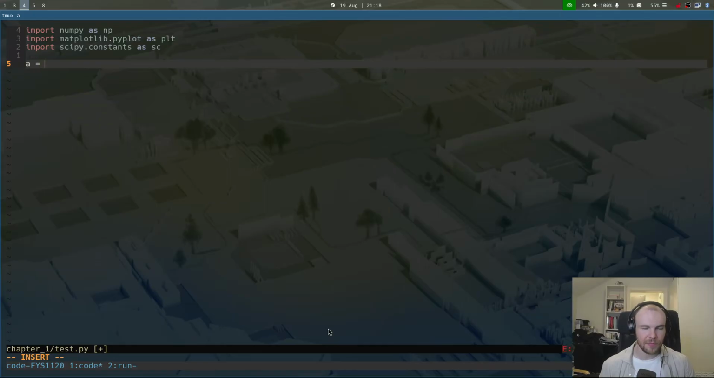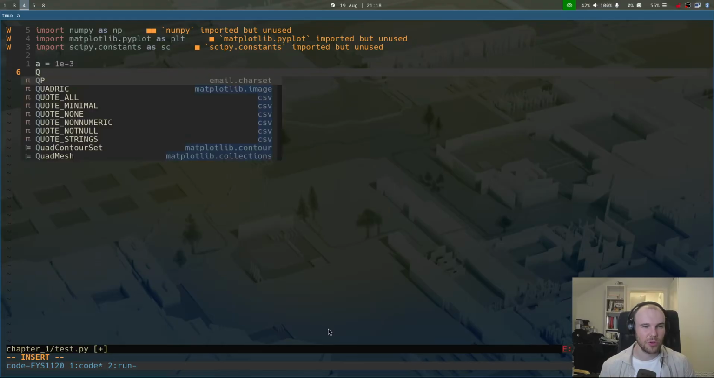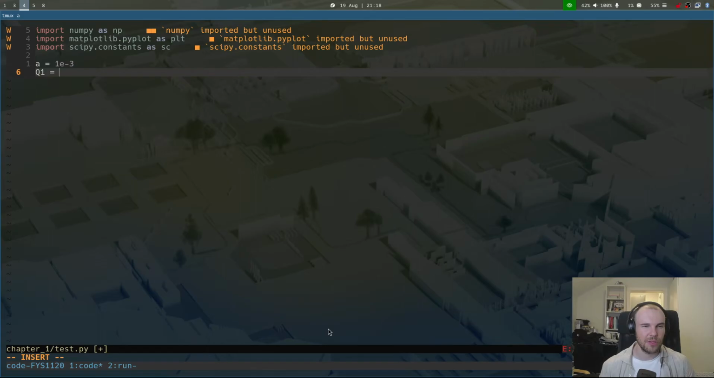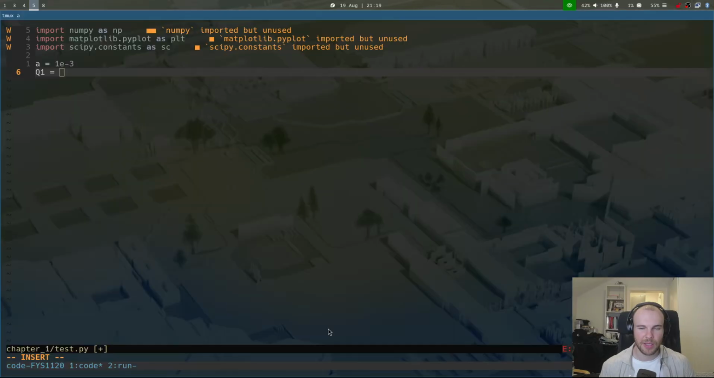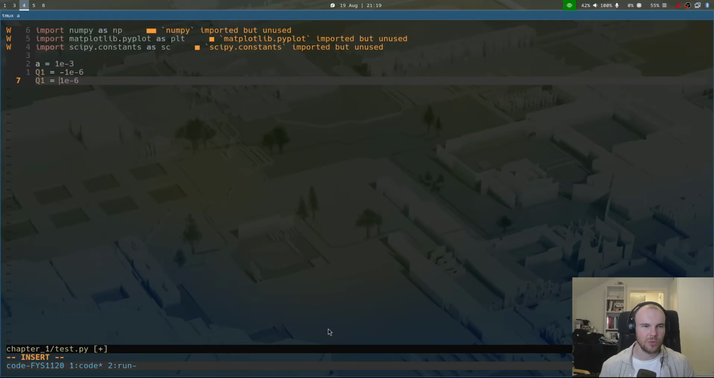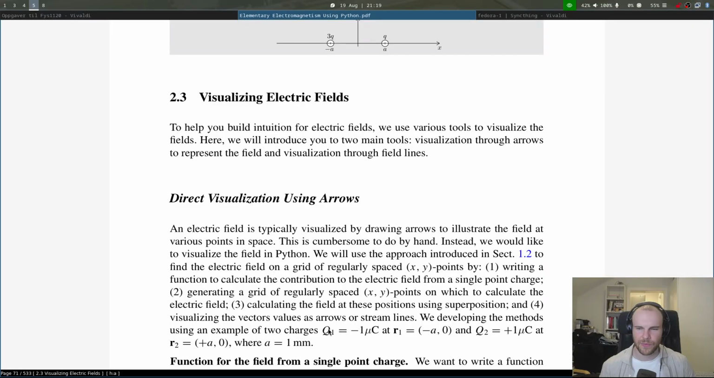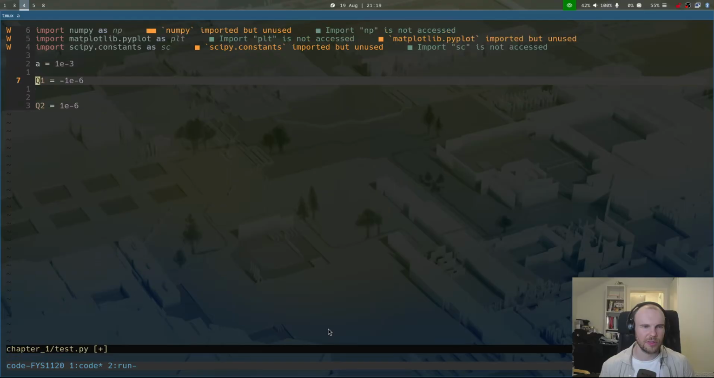Then a was in millimeters, so a is 1e minus 3, of course, that's millimeter. And then the first charge: Q1 was minus 1e to the minus 6 because it's micro. Then we have Q2, that's just plus, right? Q2 is a positive coulomb. And then I can do it below, just to make things a little more neat.